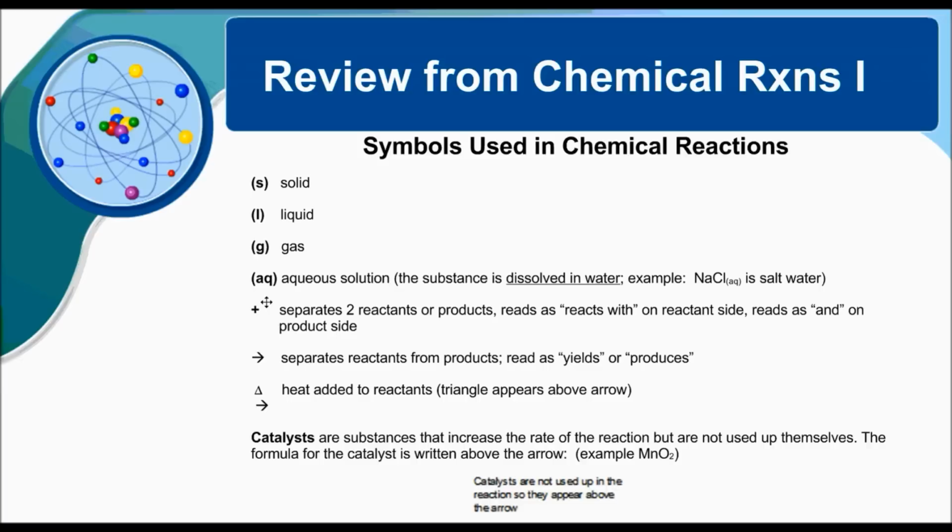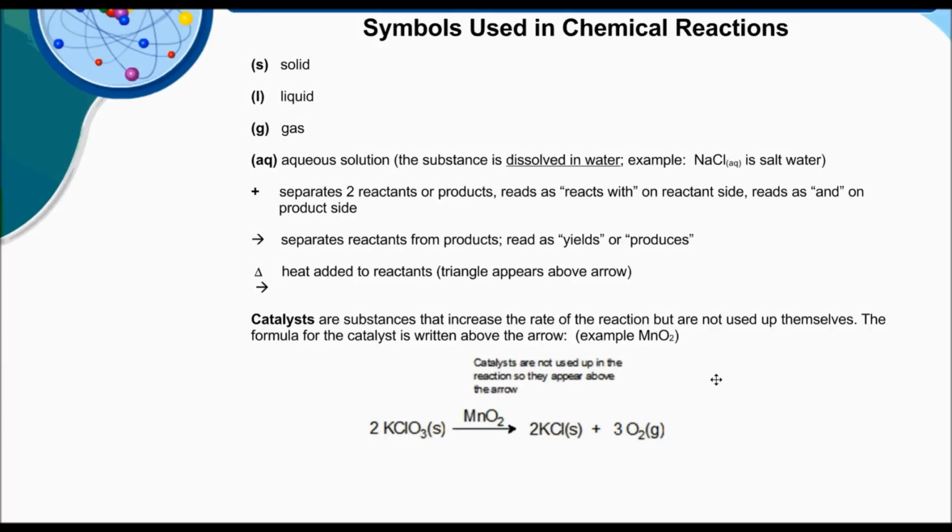Plus signs will separate 2 reactants or 2 products, and you read it as reacts with on the reactant side, and you read it as and on the product side. We'll see some examples of this in a moment. An arrow separates your reactants from your products, reads as yields or produces. And then if you have a triangle on top of your arrow, this means that heat is added to the reactant.